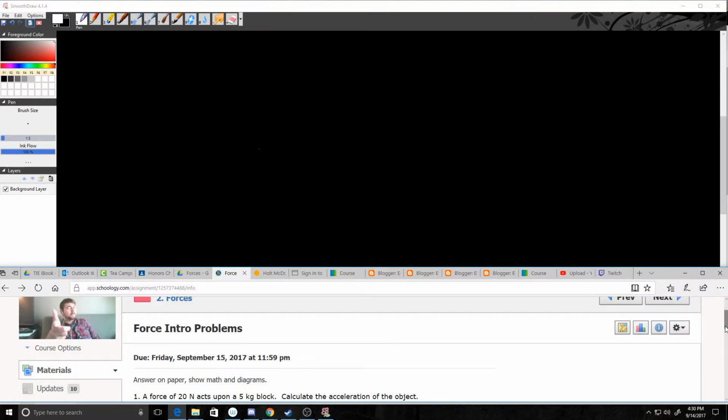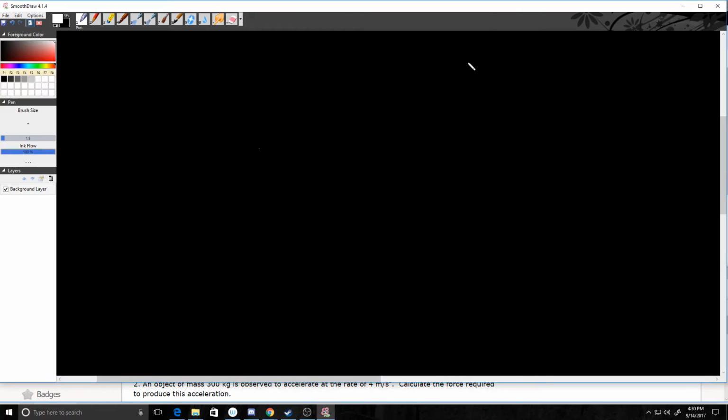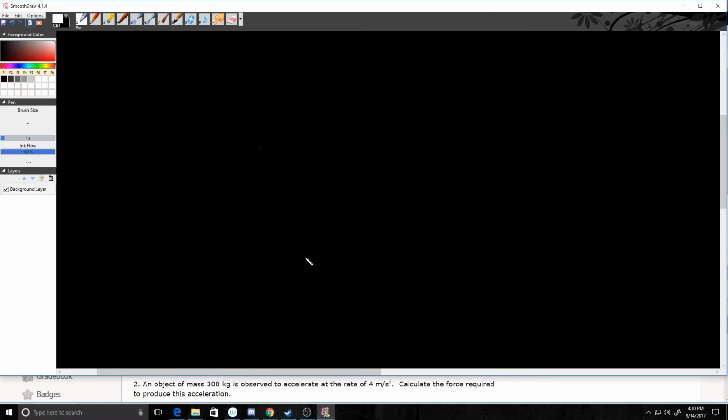Come down here and bring up question number 2. That's not quite going to fit, so let's go right there. In this case, number 2, an object of mass 300 kilograms. We're just going to start with the free body diagram. 300 kilograms. It's observed to accelerate at the rate of 4 meters per second squared. So I'm setting my 300 kilogram mass as being accelerated this way at 4 meters per second squared.